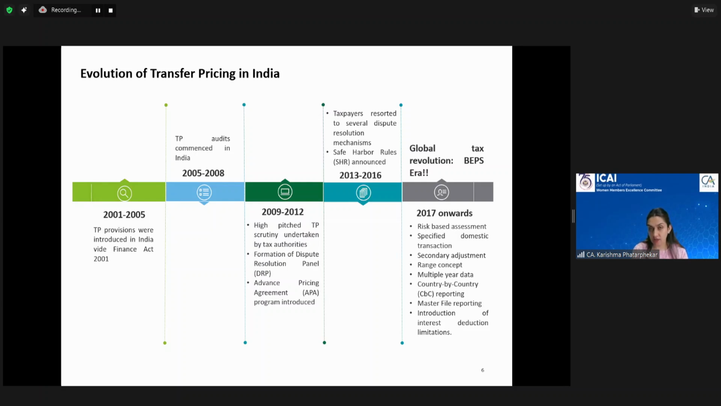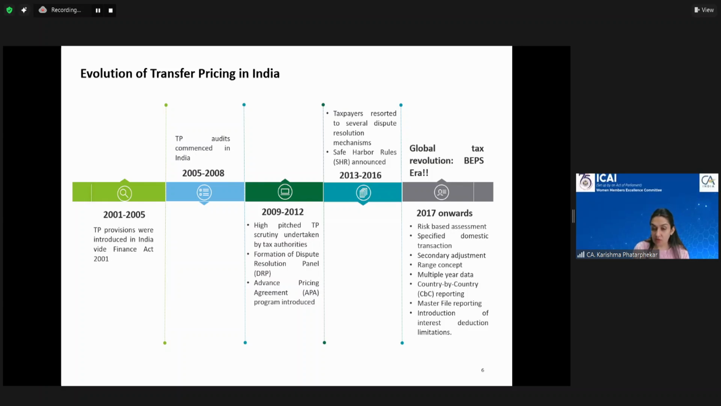Then 2013 to 16 was an era where the government also introduced what is called the safe harbor rules. Safe harbor rules means the government defines certain transactions, let's say provision of software development services, provision of IT-enabled services, and they came out with a safe harbor margin. And they said that, look, if you meet this margin, then you automatically comply with the TP law. You don't need to go through all this rigmarole of documentation and litigation. But obviously, the safe harbor margins were very, very high when they introduced it initially. It started at around 18 to 20%, but it is still on the very high side.